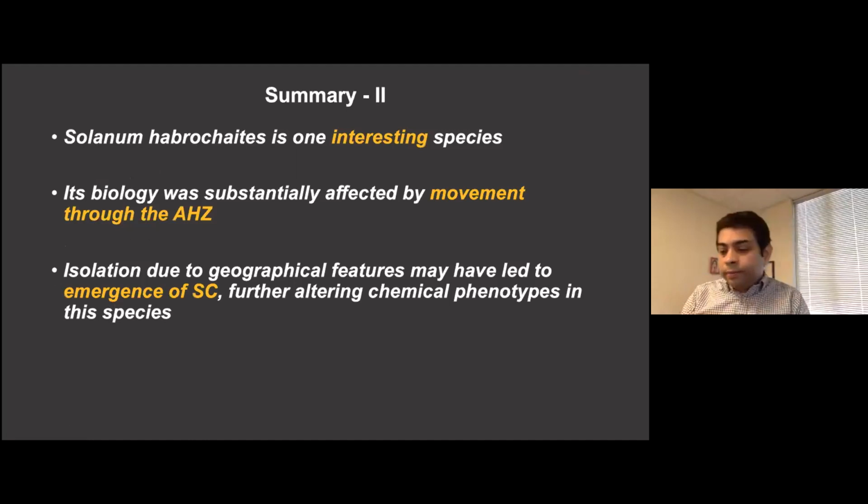Right. So just a couple of slides remaining. One is, here in this part of the study, I hope I have shown that there is very interesting biology occurring in Solanum habrochaites, which has still been understudied. We looked at only two phenotypes, acyl sugars and reproductive phenotypes, but also terpenes. But there will be several more phenotypes that have been altered because of the movement through the AHZ, which needs to be studied more.